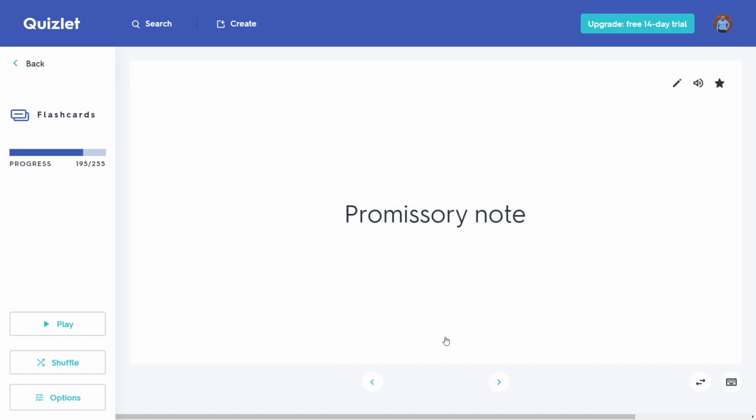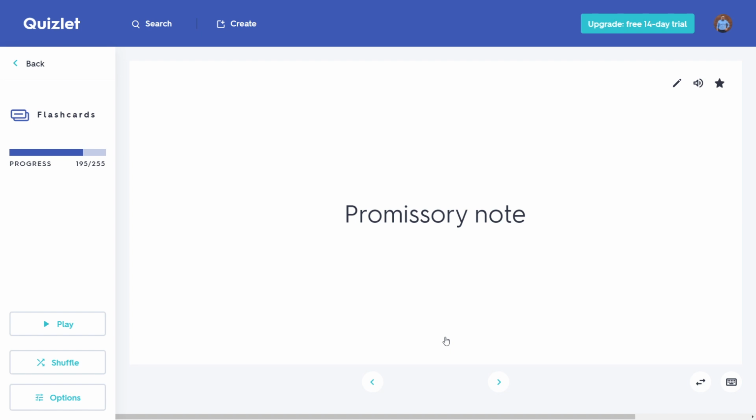All right, next one, promissory note. All right, so what is a promissory note? Here's an opportunity for you guys to think about this one. Alrighty, so what is a promissory note?